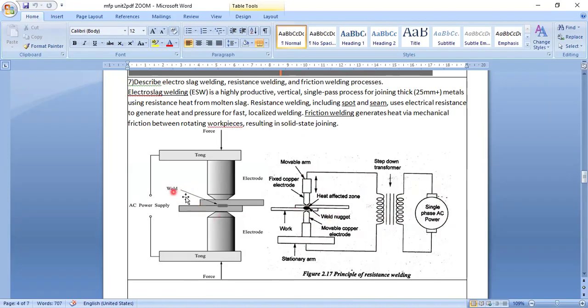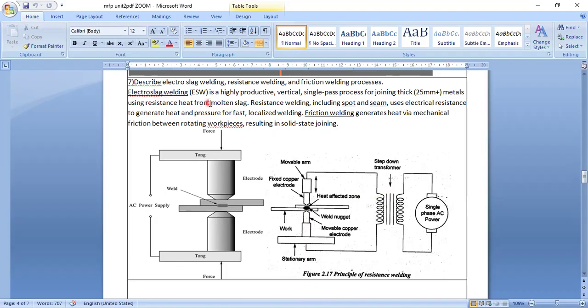Here you can see this is the weld. With the AC supply, the workpiece is brought near the melting point. The workpiece is joined together. No fillers are used here because in resistance welding, the workpiece is brought near the melting point. Then they are pressurized to join together.